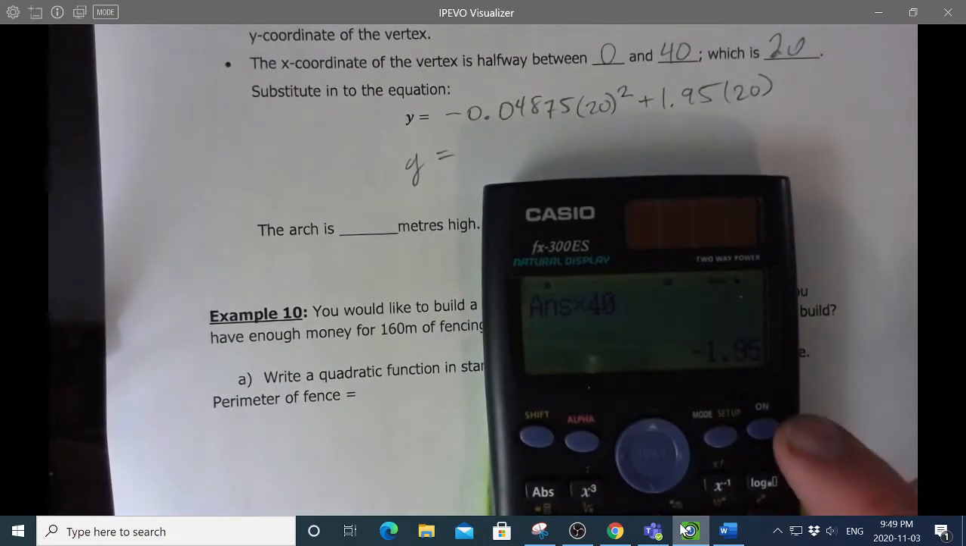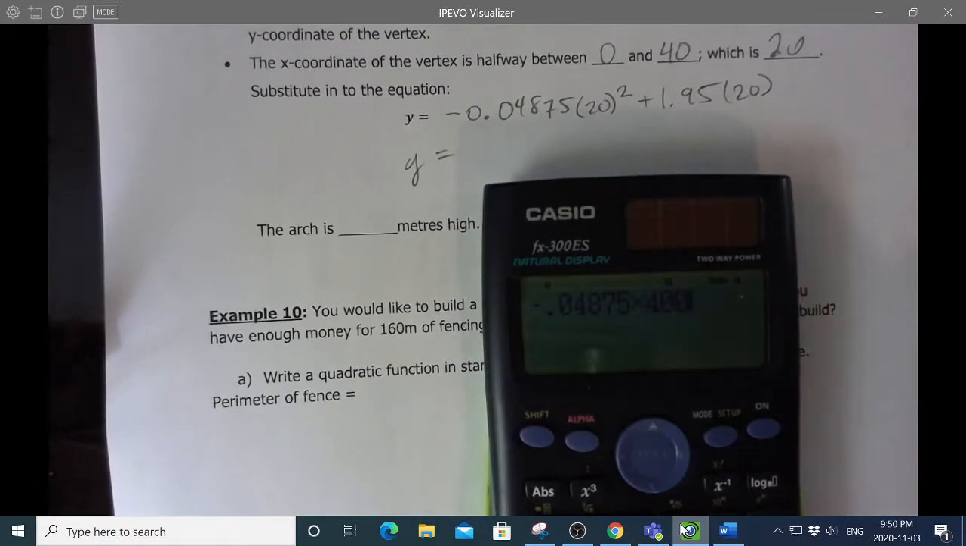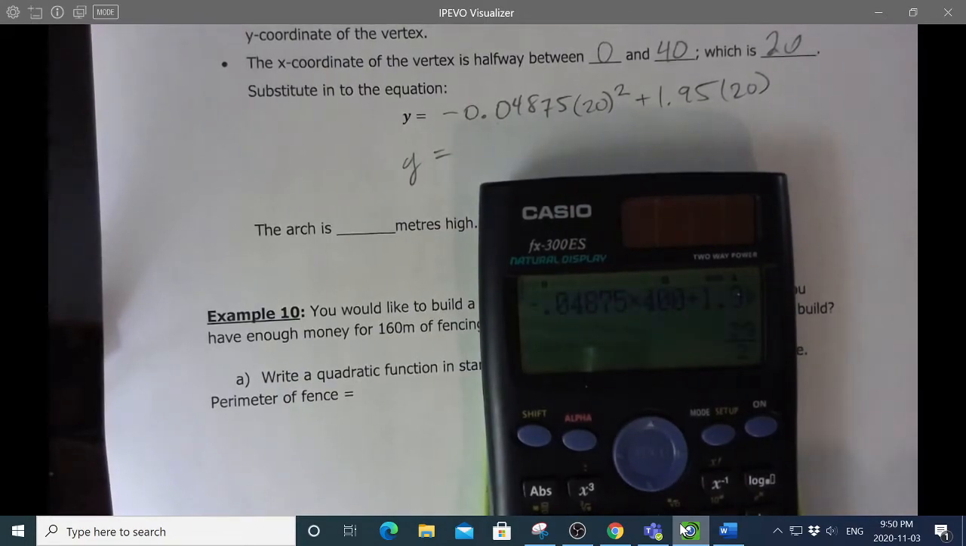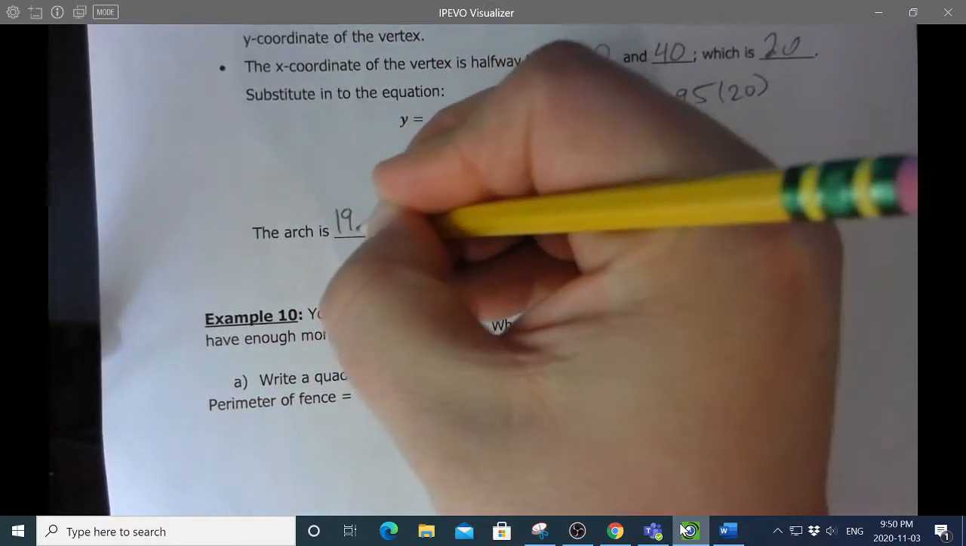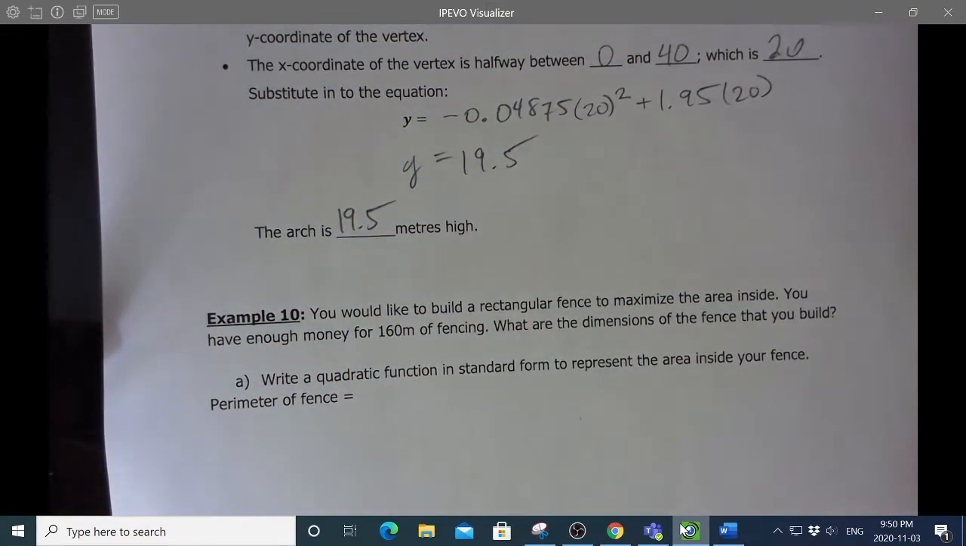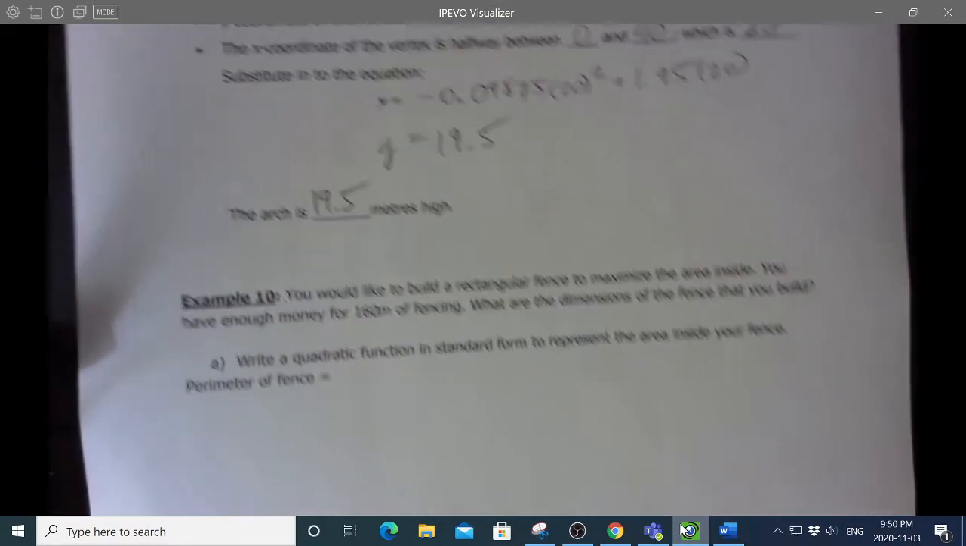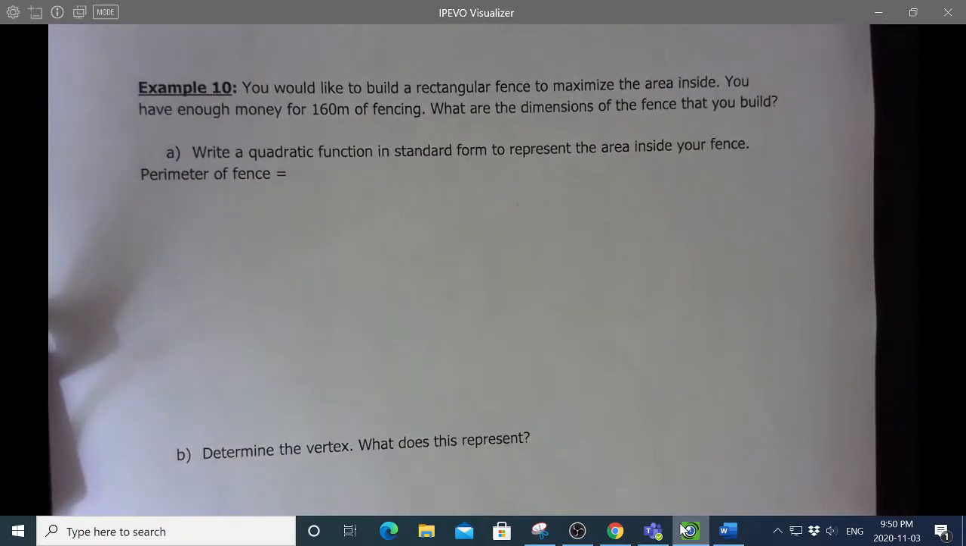So negative 0.04875 times, I know 20 squared is 400, plus 1.95 times 20. Ba-da-boom. And that would be 19.5 meters. Therefore, the arch is 19.5 meters high. Okay, so there's one word problem. Let's do one more and we'll call it a day.